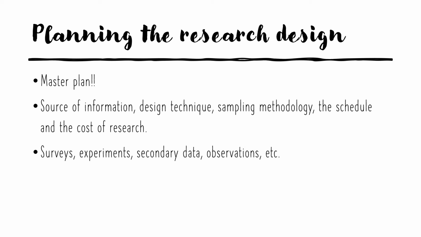The second stage is planning the research design. Once the research problem has been defined, you can then plan the research design. This is the master plan, which clearly specifies the methods and procedures for collecting and analyzing the necessary information. The researcher needs to decide whether the investigation will be exploratory, descriptive, or causal in nature.